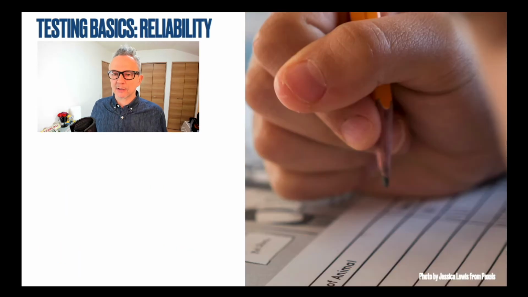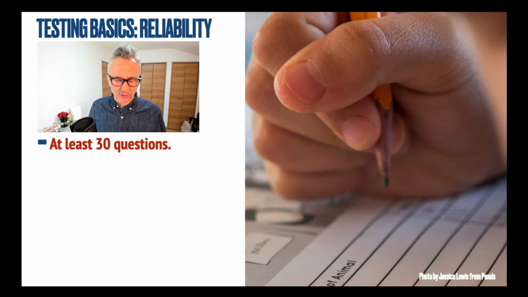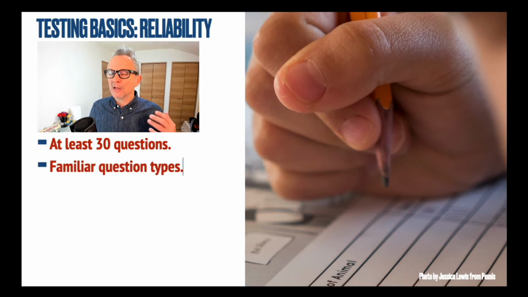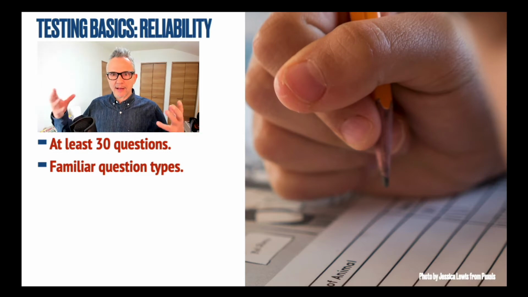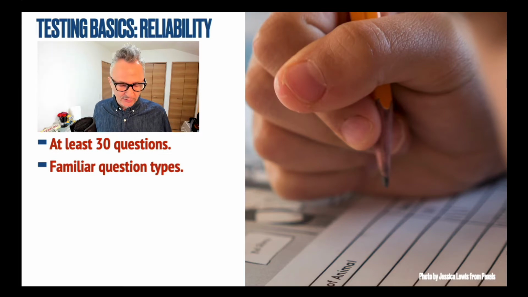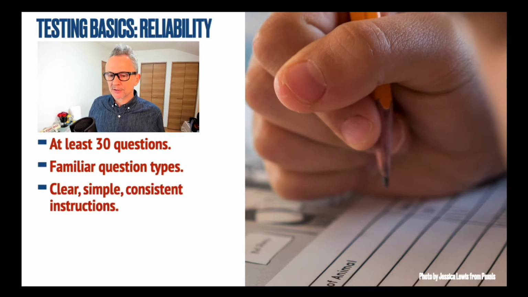Well, here are some basic rules for making reliable tests. A reliable test should have at least 30 questions, so you have enough information to measure the student's ability or progress. They need to have familiar question types, so the learners need to understand the question. They need to be familiar with the kinds of questions you're asking them. The instructions for the test need to be clear, simple, and consistent. In other words, consistent means that every learner gets the same set of instructions.